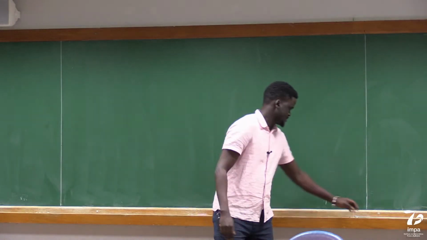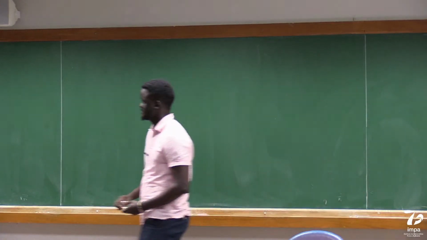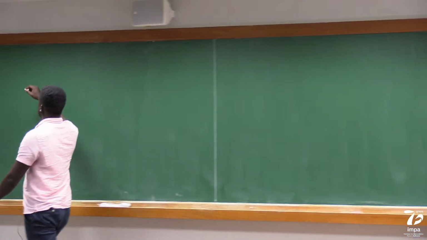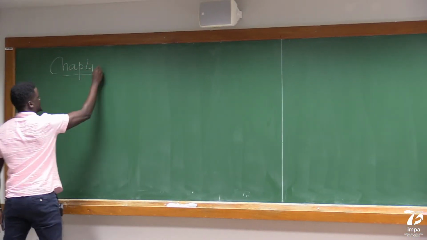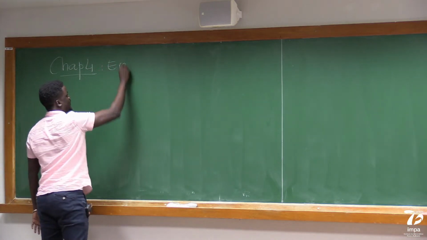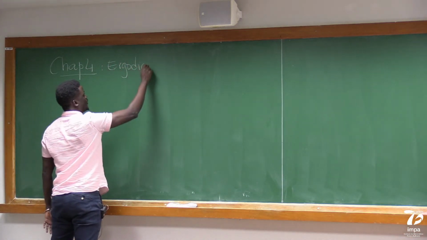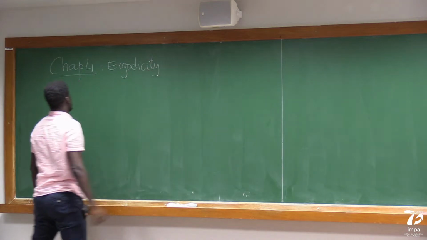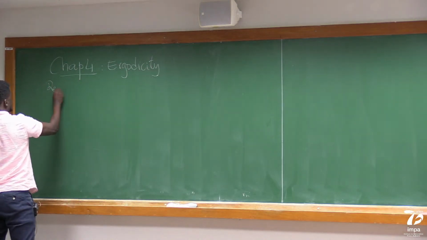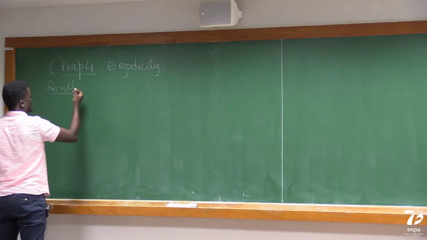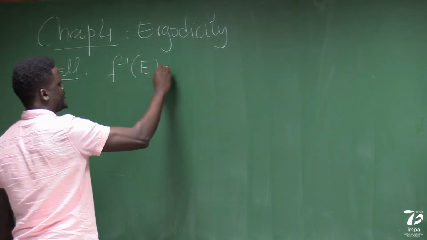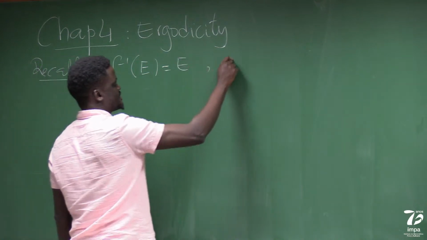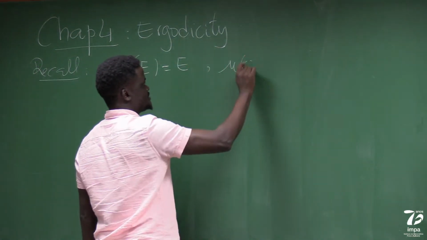Okay, guys, so let's keep going on this chapter 4 about ergodicity, which is central for this course. So recall the definition. Just, you can remember this. If you have an invariant set, then this has to have measure 0 or 1.